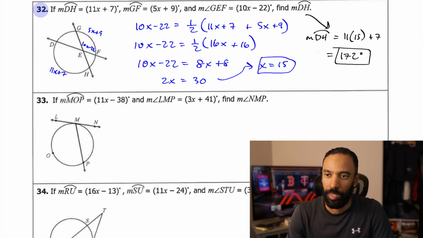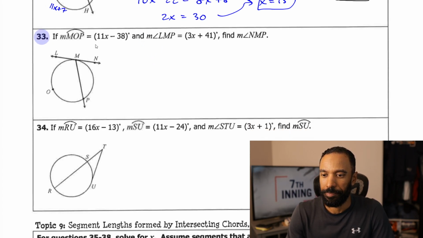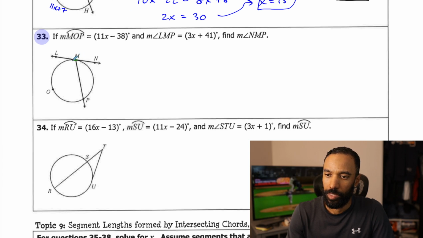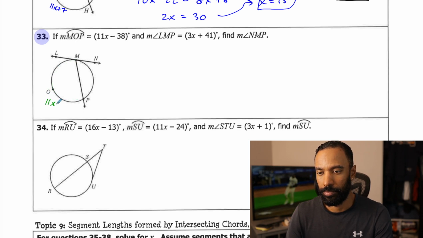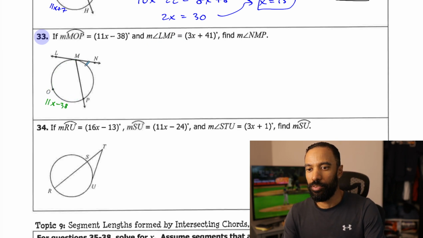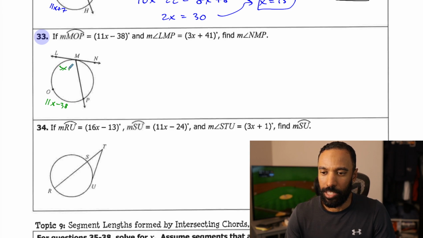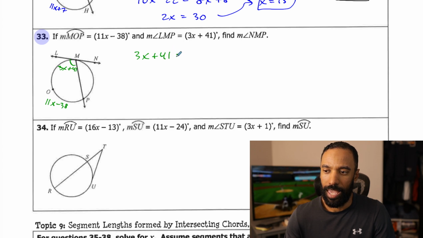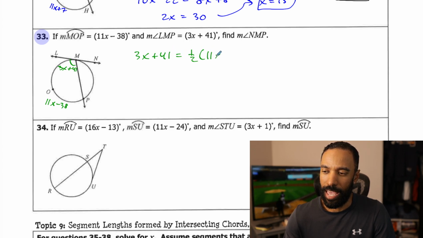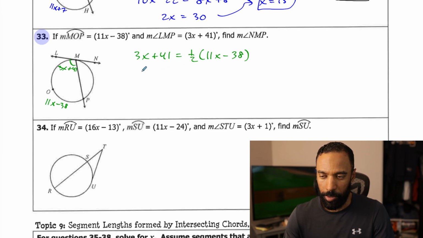Number 33. Measure of arc MOP. Okay, that guy is 11x minus 38 degrees. Measure of angle LMP is 3x plus 41 degrees. So that's this guy. We're going to find the measure of angle NMP, this other guy. So once we solve for x, we can maybe plug it into here and subtract from 180. Right? Now this is an inscribed angle for that intercepted arc. So 3x plus 41 is half of 11x minus 38. Let's double both sides this time.